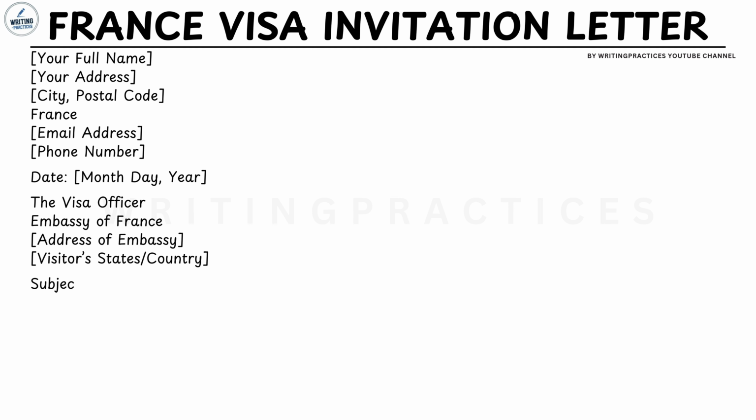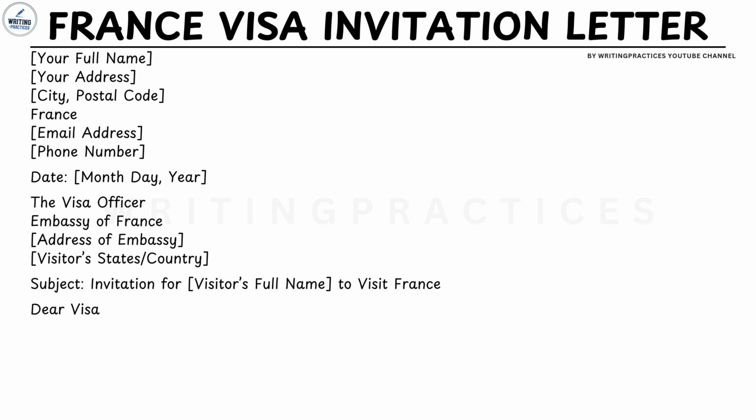Subject line. A clear subject line summarizes the purpose of the letter, helping the visa officer understand its intent immediately. For example, subject, invitation for Jane Smith to visit France. Keep the subject concise and specific. Salutation. Begin the letter with a formal salutation, such as, Dear Visa Officer. This sets a professional tone for the letter.